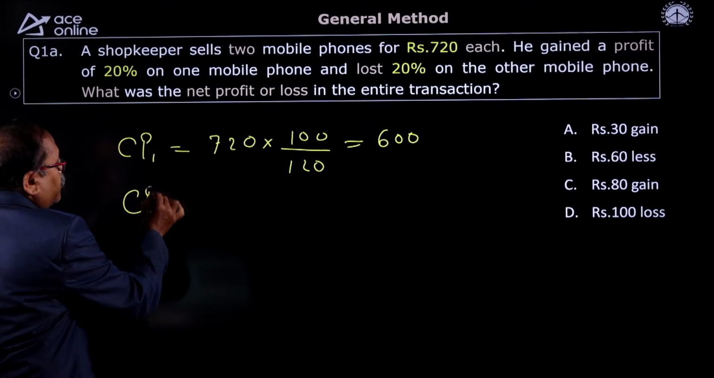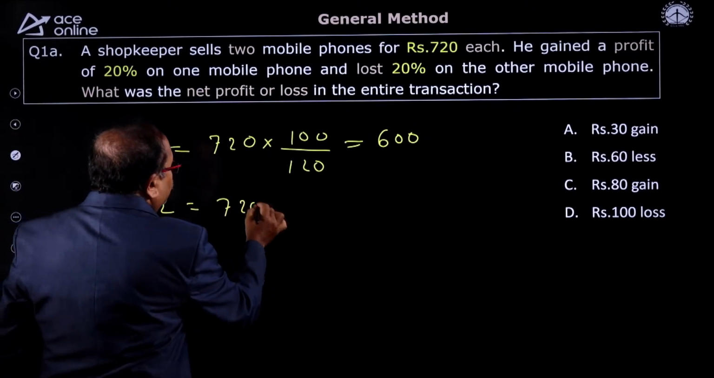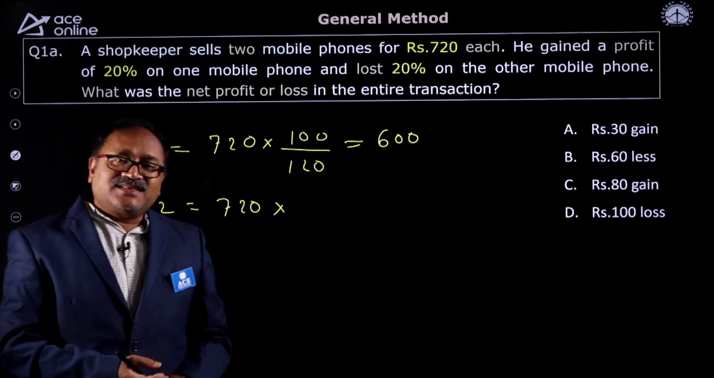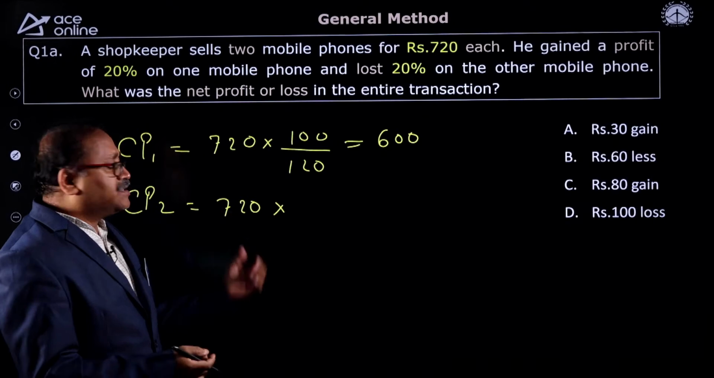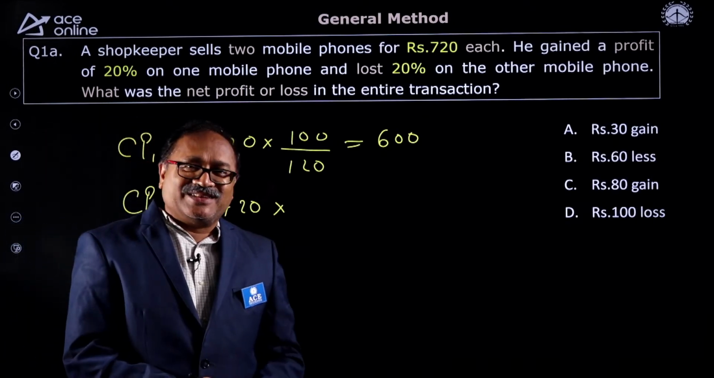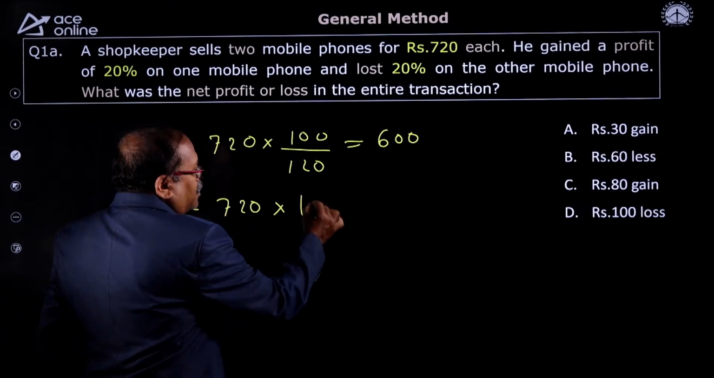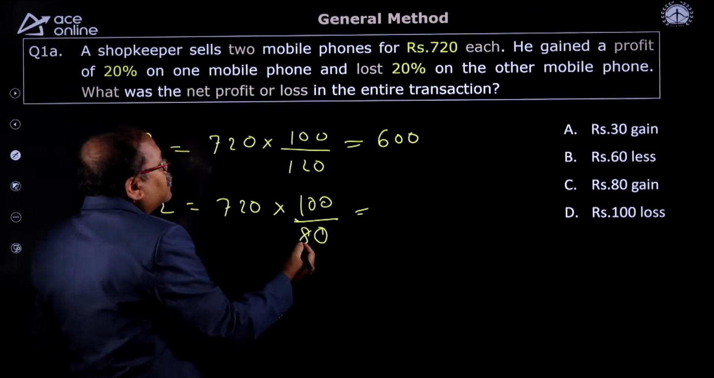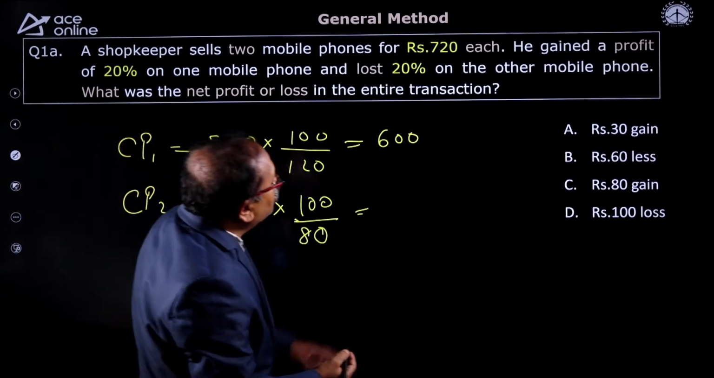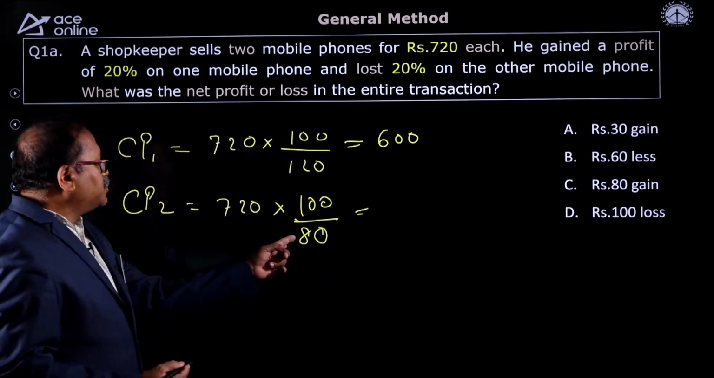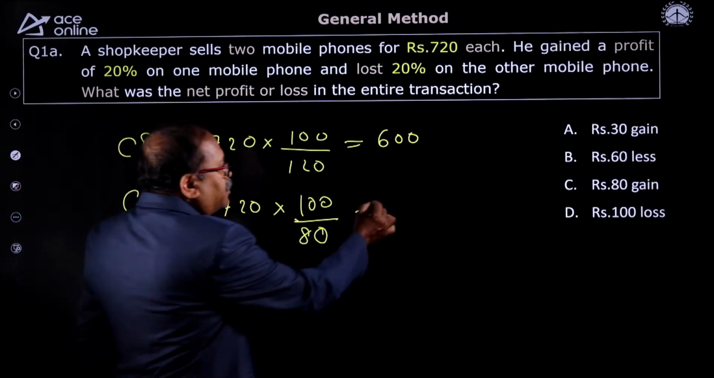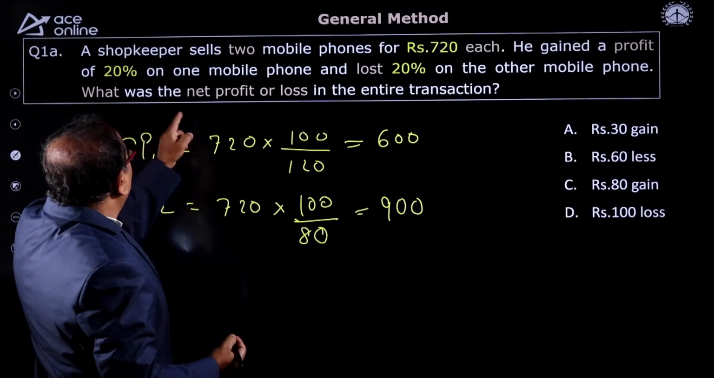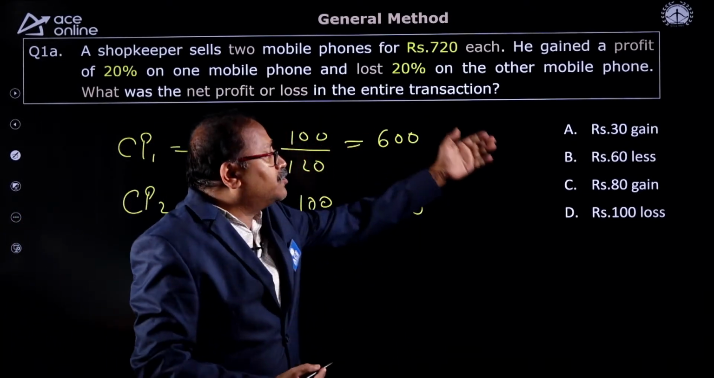Okay, similarly I will find out CP2, where 720 is the selling price. In this case there is a loss of 20%. As there is a loss of 20%, that means this selling price is 80% of the cost price. So let's find out 100%, where 80% is given to us. And is it a loss of 20%? Yes. So I notice that this gets cancelled 9 times, 900. CP is 900. Then you are asked what is the overall profit or loss in the whole transaction?